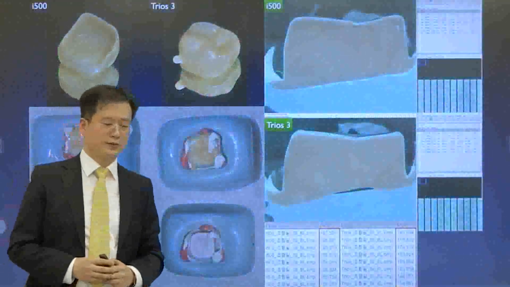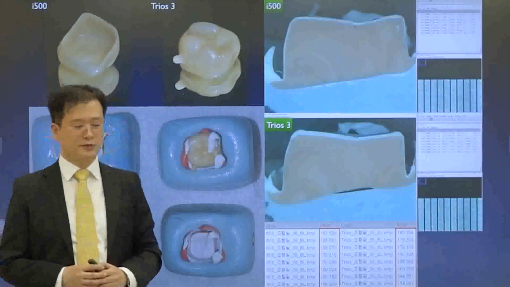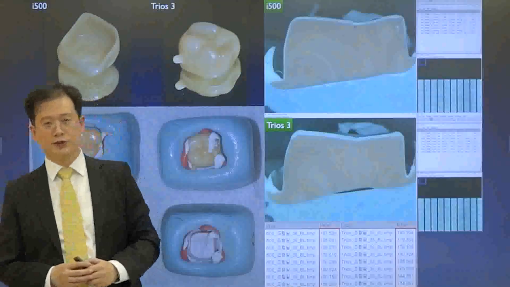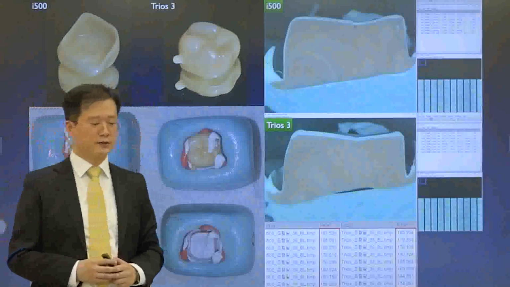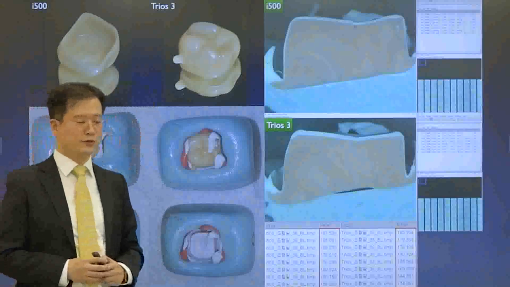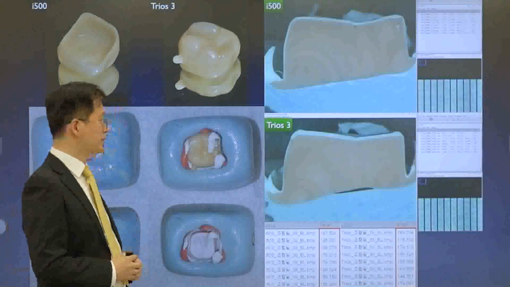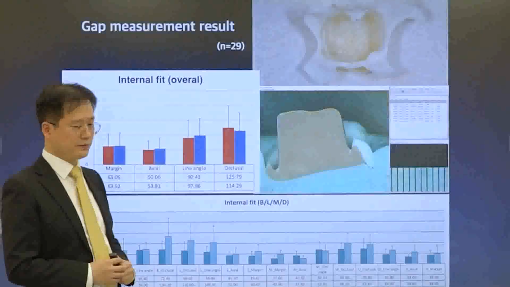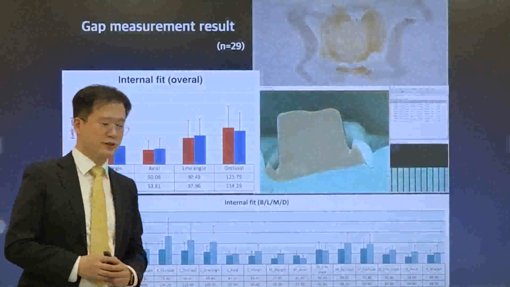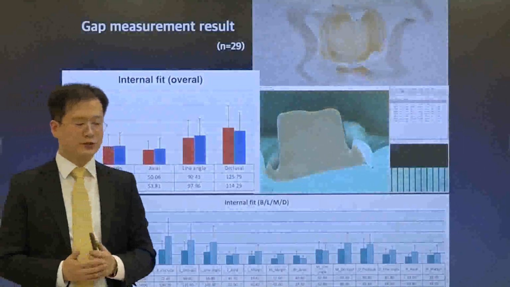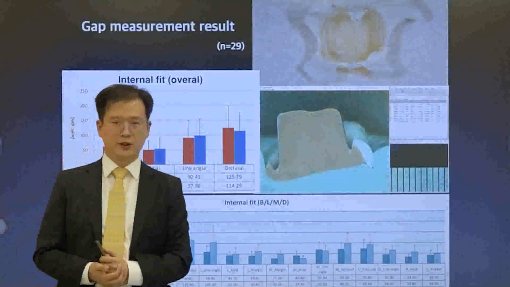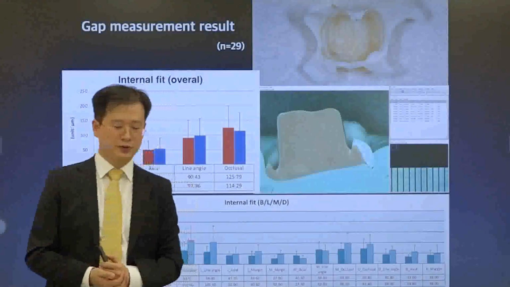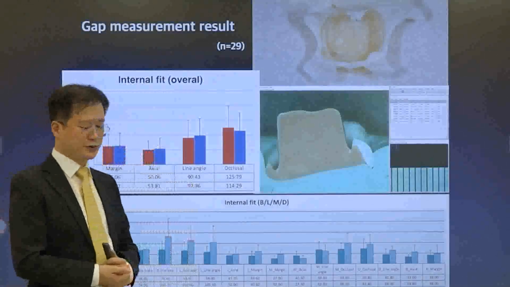Because the crown is put in the patient's mouth, the specimen cannot be cut in half. For this reason, an indirect measurement using silicone indicating material was conducted. It is called the replica technique. As a result of measuring the internal interval by the replica method, there was no difference between the two intraoral scanner groups.